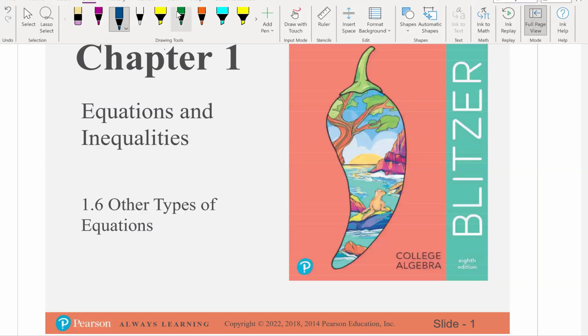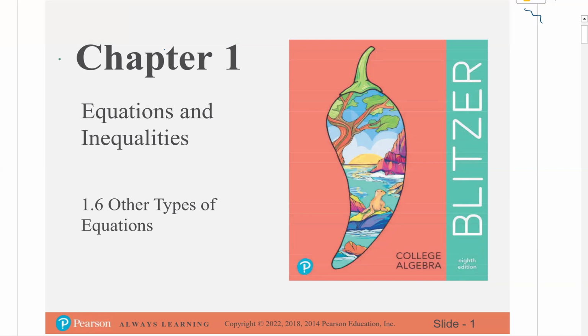So at this point, we know how to solve a few different types of equations. We know how to solve linear equations. We know how to solve quadratic equations. This section talks about other types of equations that we might want to solve and some inequalities.